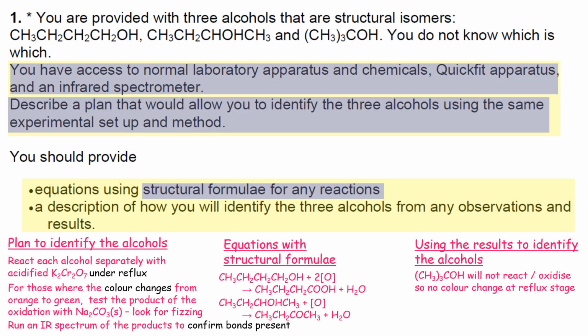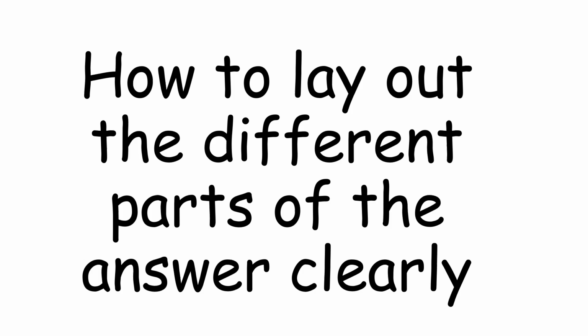I need to state that the tertiary alcohol won't react, and what you would see is no color change at the reflux stage. The other 2, the primary and the secondary, will oxidize, so the color of the reaction mixture will go from orange to green. That will not help us any further trying to identify the difference between the primary and the secondary alcohol. So I'm going to clear the page a little bit and take you through how to lay out the different parts of the answer clearly.